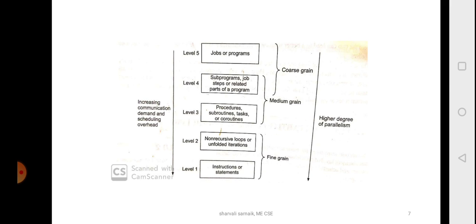Level 1 is instructions or statement. Level 2, non-recursive loop or unfold iteration. Level 3, procedure, subroutine, task or coroutines. Level 4, subprogram, job steps or related parts of a program. And level 5, jobs or program. So basically these are the 5 levels.